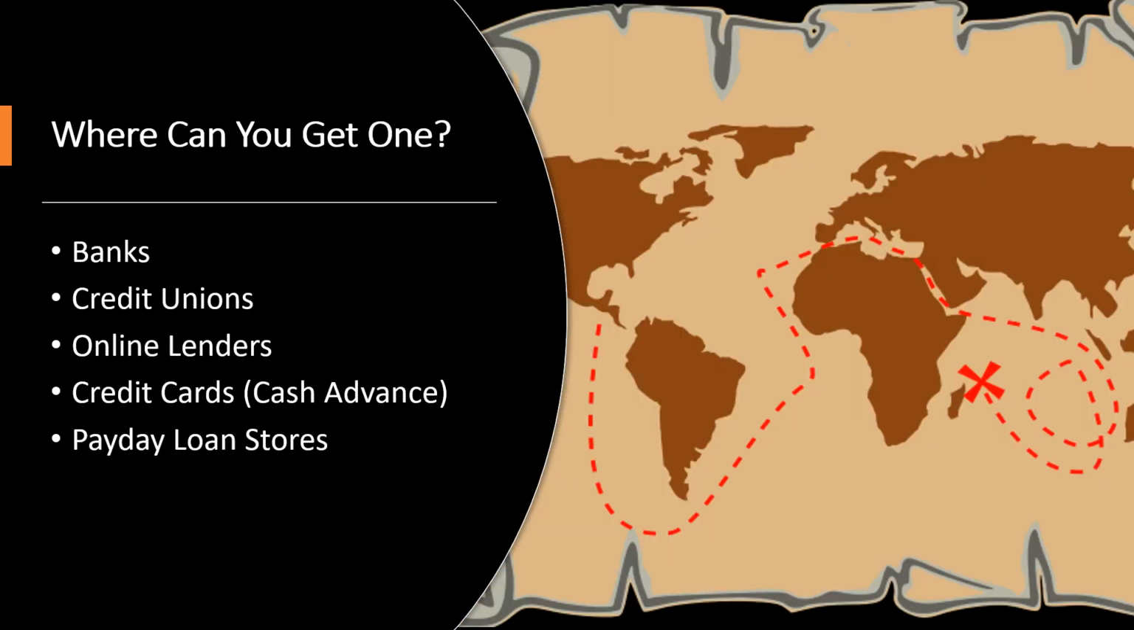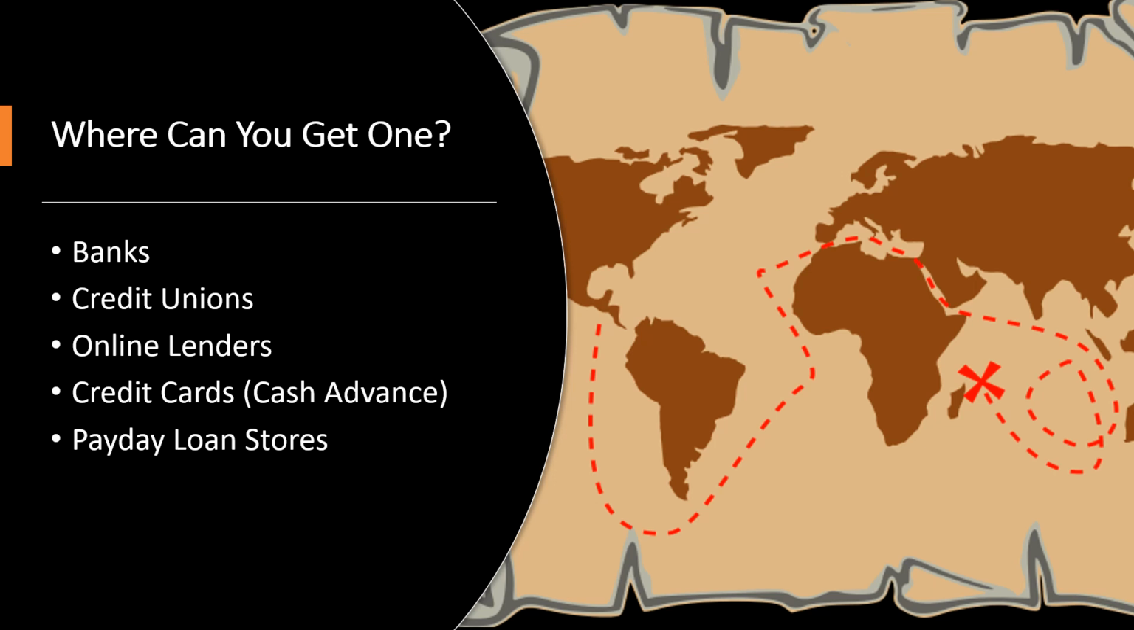So one of the biggest questions, where can you get a loan? Now this isn't a complete list, but these are some of the major sources for individuals looking for loans. There are banks, credit unions, online lenders. Some credit cards will do a cash advance, as they term it, and there are payday loan stores.